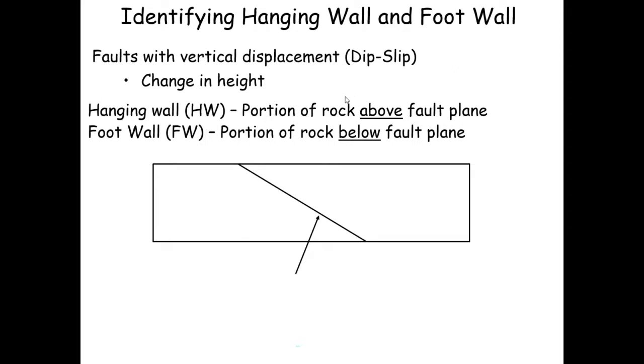So here we have a simple diagram. We have this diagonal line cutting across, and this is our fault plane. Sometimes we'll call it a fault line, sometimes I'll call it a fault boundary, fault trace, but it basically is the location where the displacement has occurred. On the left side of the fault line, this portion of rock is below the fault plane. So in that case, this is the footwall. On the right side, this portion of rock is above the fault plane. So this is the hanging wall.